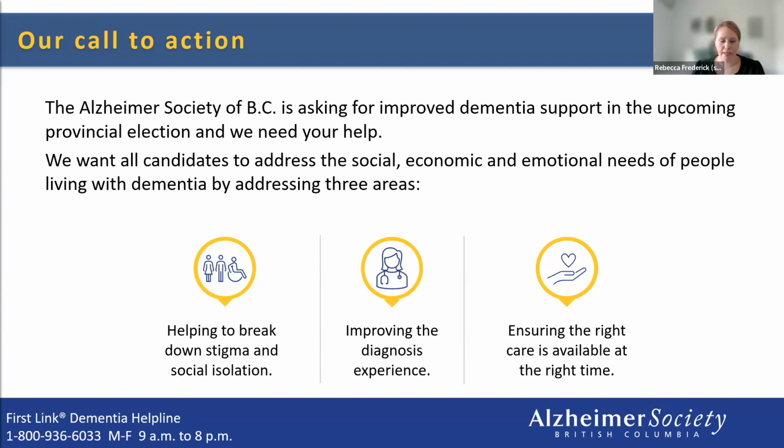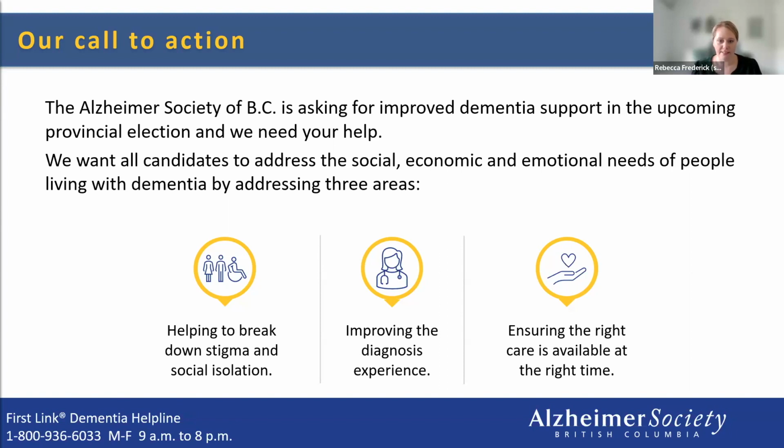When we talk about improving the diagnosis experience, we know that it can be very difficult for people to get a diagnosis. And once they get one, they often feel like they don't have clarity about what happens next or what supports are available to them. So we are asking for candidates to commit to establishing a clear dementia pathway similar to the one that is currently in place for cancer. We are also asking for all parties to incentivize physicians and geriatricians to specialize in the care of older adults. We know that we're already facing a shortage in this area, and it's set to get a lot worse as the population ages and needs increase.